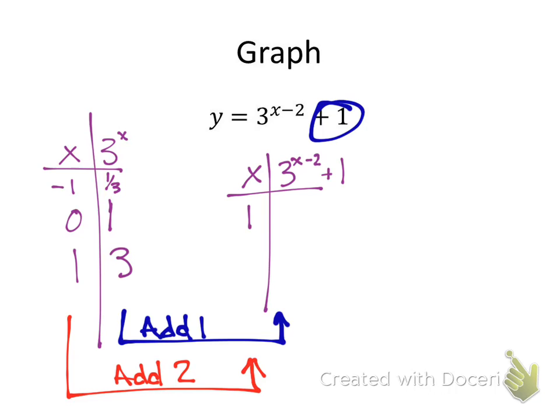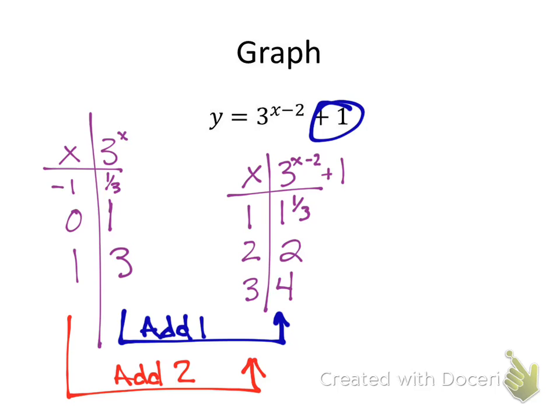So inputs add 2. Let's see. Yeah, -1 plus 2. 0 plus 2. And now add 1 to each output.